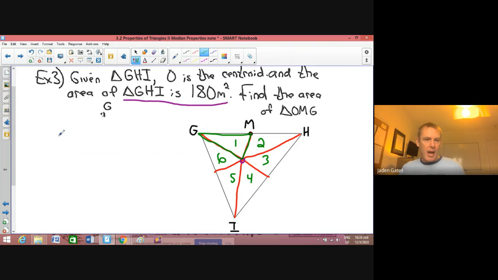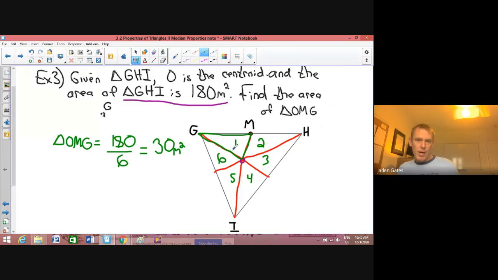So again, the area of OMG is, because all the medians are drawn in there, I take my 180, and all those medians cut our triangle into 6 equal pieces. And so if I take 180 and divide it by 6, I get 30. So that's not just the halves, it's that all the medians will cut our triangle into 6 different pieces. All right, so that's a little something different.